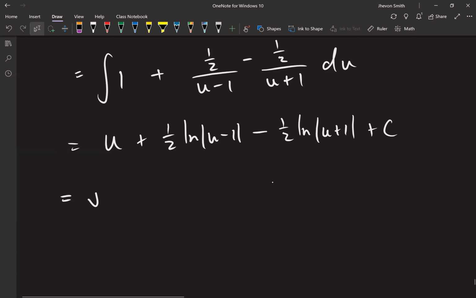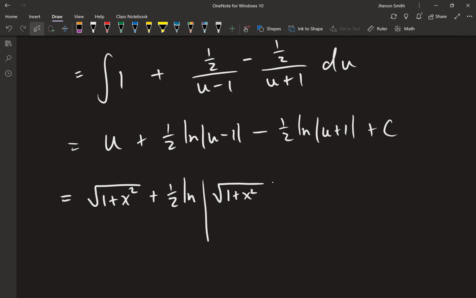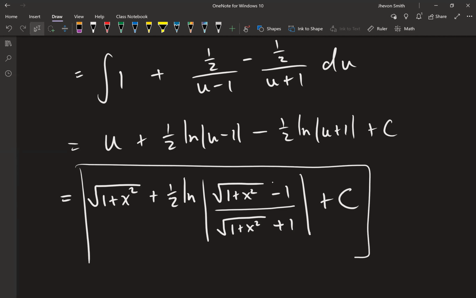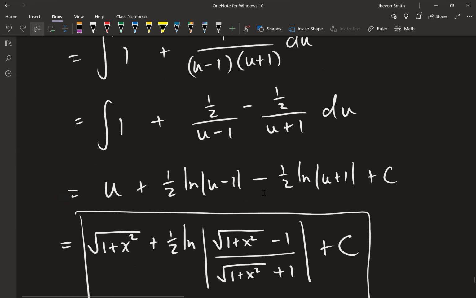So my u is actually the radical of 1 plus x squared, plus 1/2 ln of, let's actually combine these, the radical of 1 plus x squared minus 1 divided by the radical of 1 plus x squared plus 1, plus c. And that's the answer there, just by using a log rule here. So hopefully you guys got something similar to that.